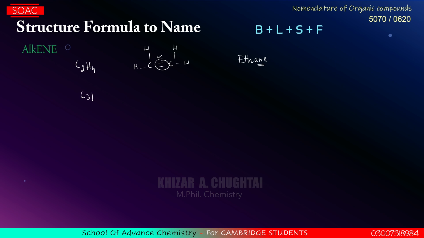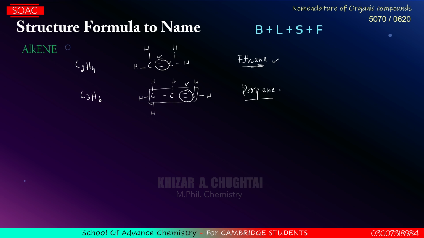The second member has three carbon atoms, C3H6, and again there is no need to check the longest chain in these both cases because there are only three or two carbon atoms. In this case, I'm going to write the name. Three carbons and all are lying in the longest chain, and here is prop. Three carbon atoms, but there is one carbon-carbon double bond, so we will write ene over here. This is called propene, or sometimes prop-1-ene, and this is called ethene.